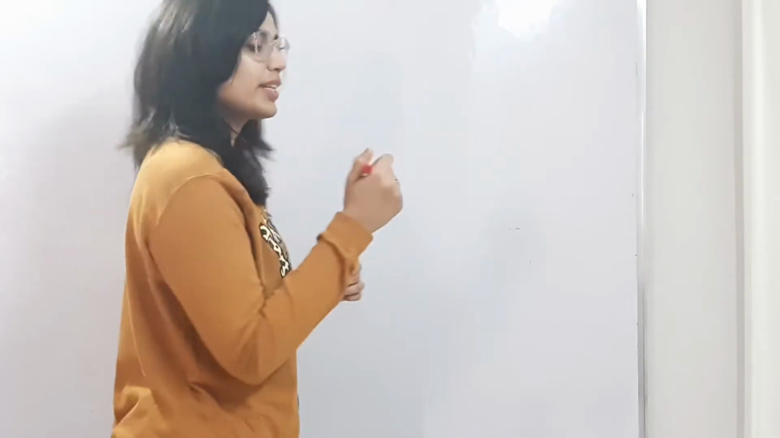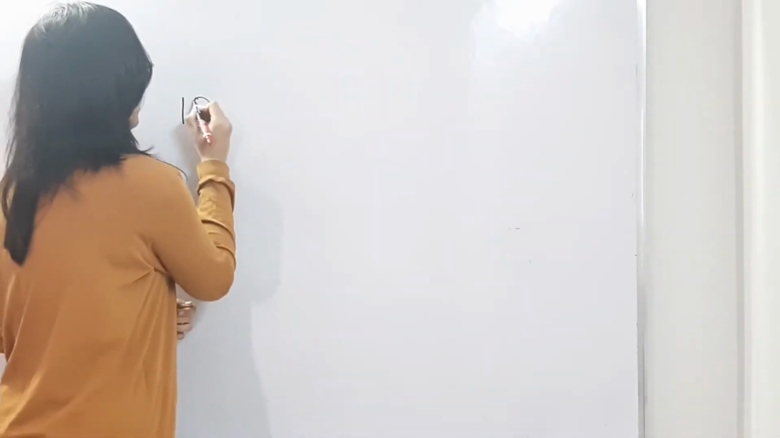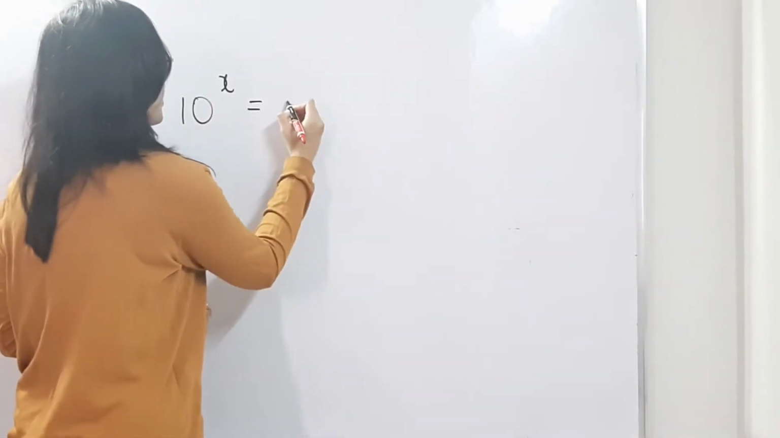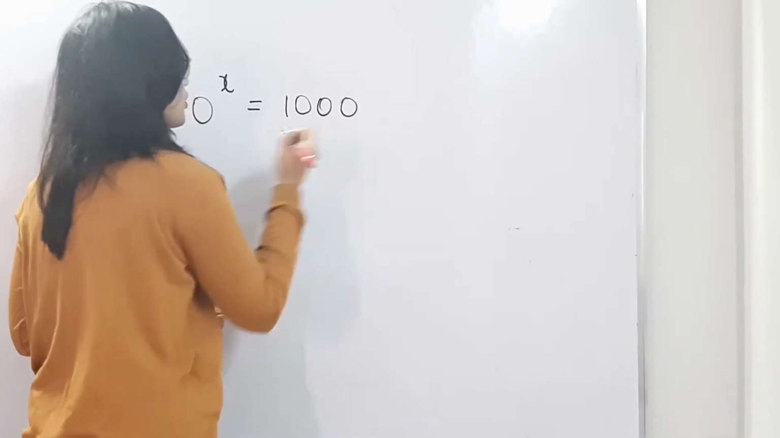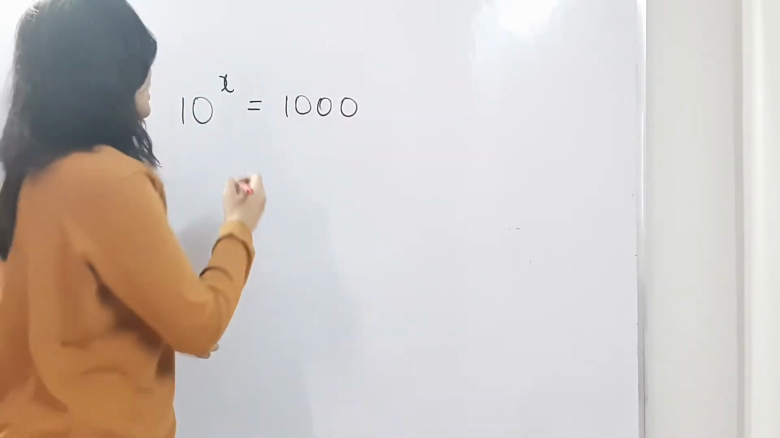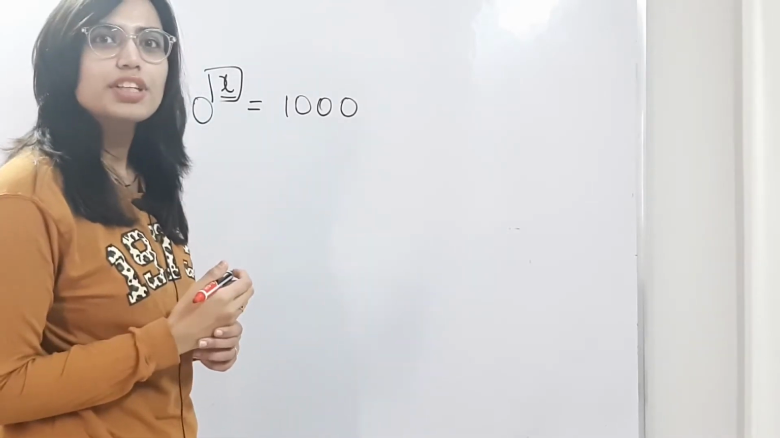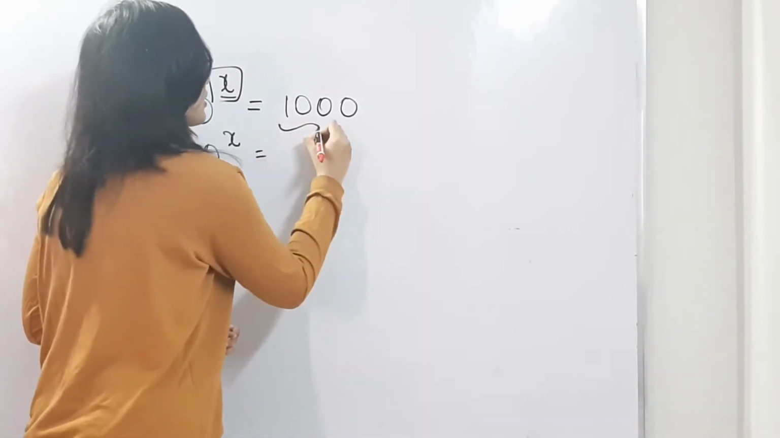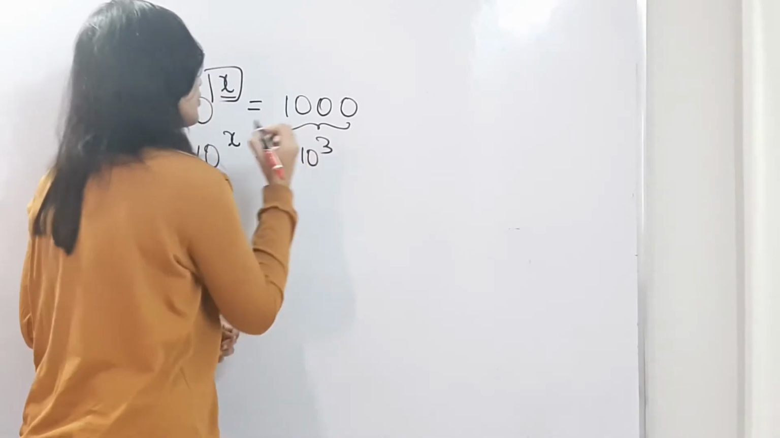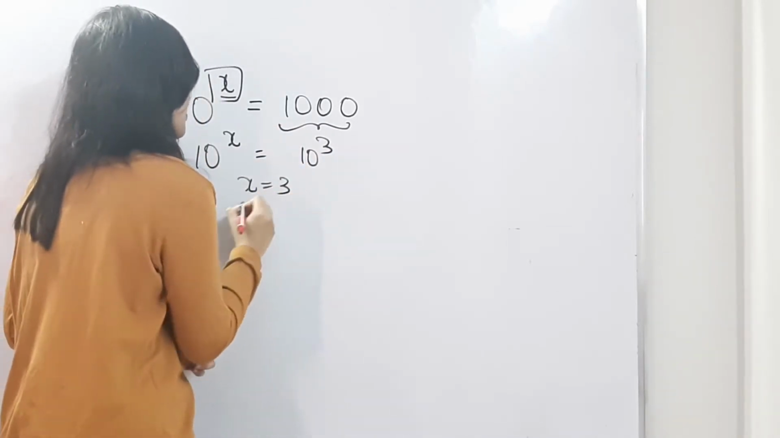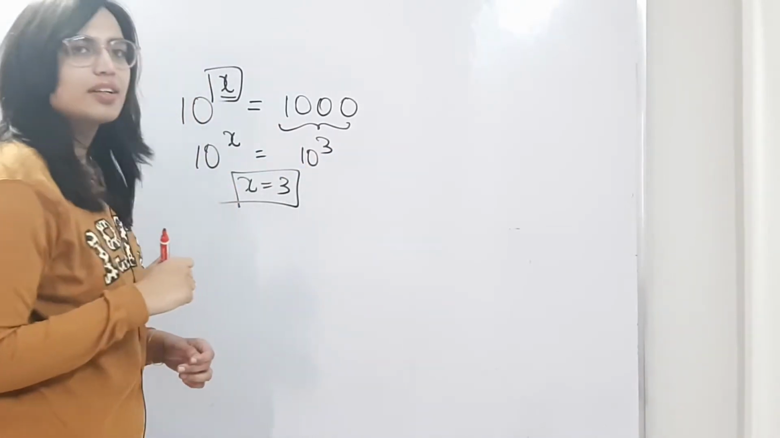Let me show you an example. Suppose I ask you this: 10 power of x is equal to 1000, and I ask you to find x. What is the value of x that you would give me? 10 power of x, and 1000 can be written as 10 power of 3. You would say that it is simple, x is equal to 3.